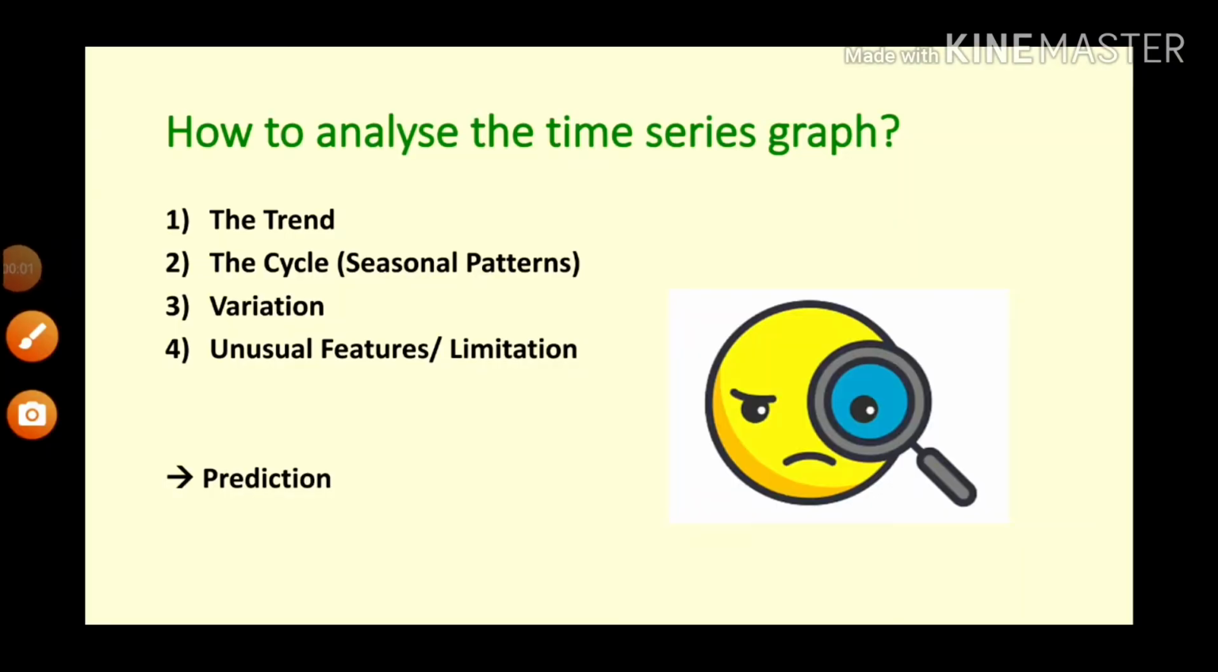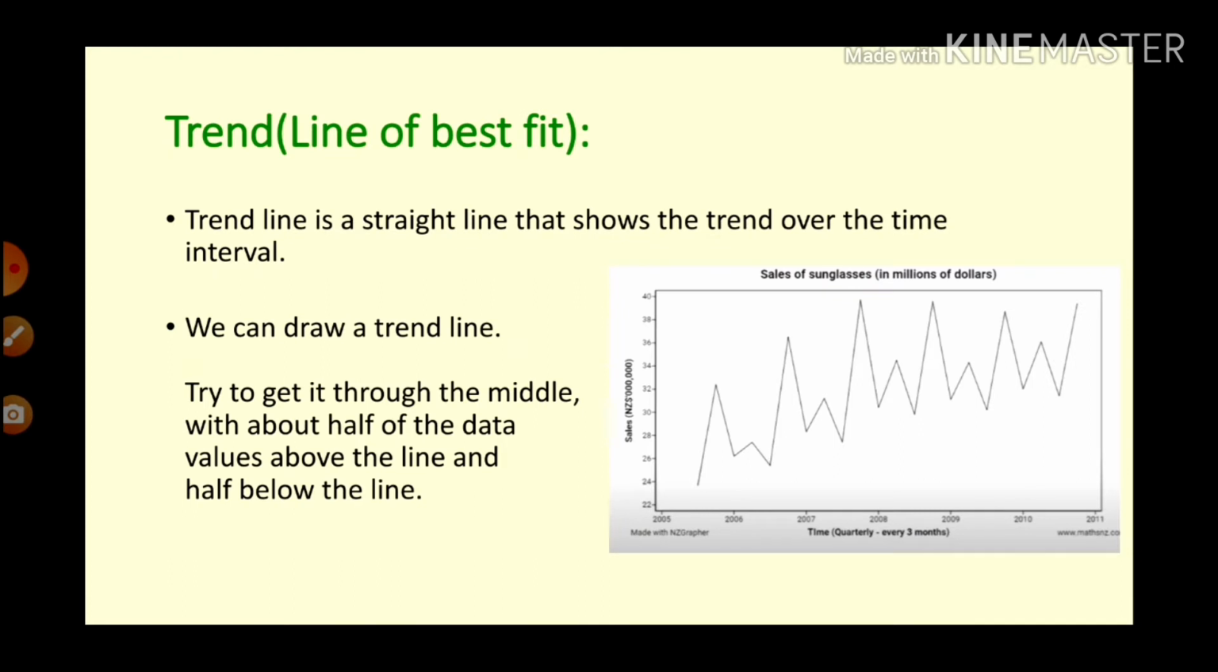Now, if you want to look at how to analyze the graph, you need to think about these 5 things. First, trend, the line of best fit that we discussed in the scatter plot. The next one is seasonal pattern, variation, unusual features, limitation, and after all that, we can also use this graph to predict the close future. So let's have a look at the trend.